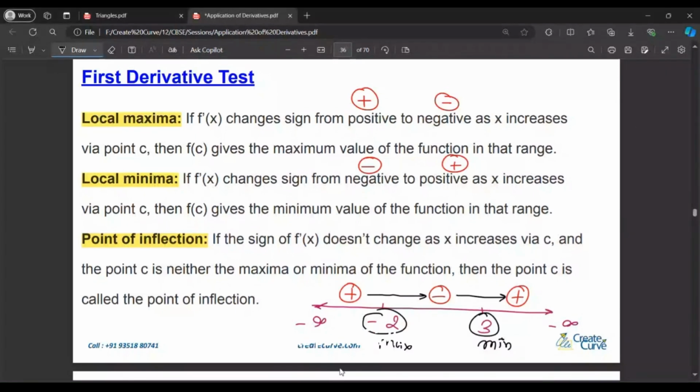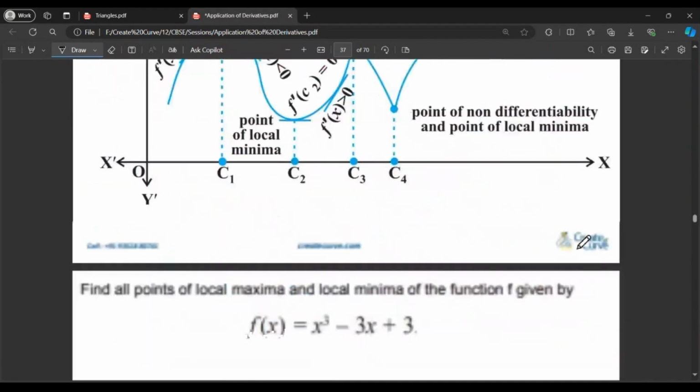What is a point of inflection? Suppose this is minus infinity, infinity. And suppose there is a point here that is called 2. If signs are not changing, suppose this is also negative, this is also negative, which means 2 is the point of inflection. We will straight away move to questions.